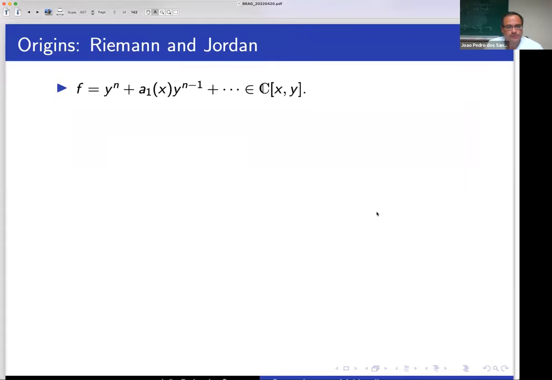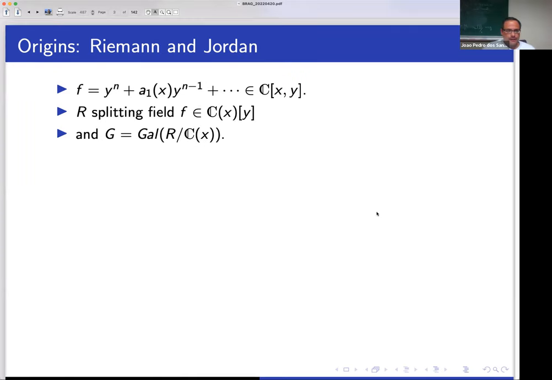So I'll start with the origin of what the idea behind everything is. So this is a historical introduction. So let me start with a polynomial in two variables like that. And then one thing you can do is you compute the Galois group of this polynomial as an element of this extension here. Okay, so this is a very simple maneuver.